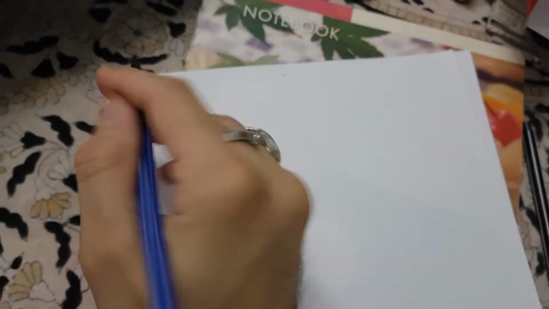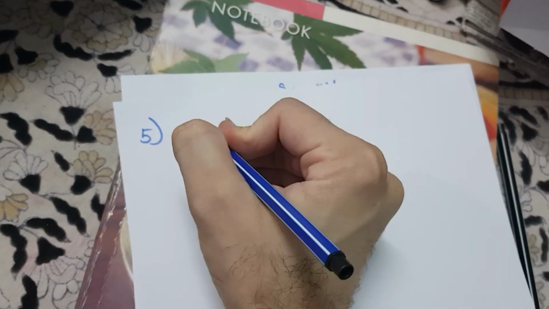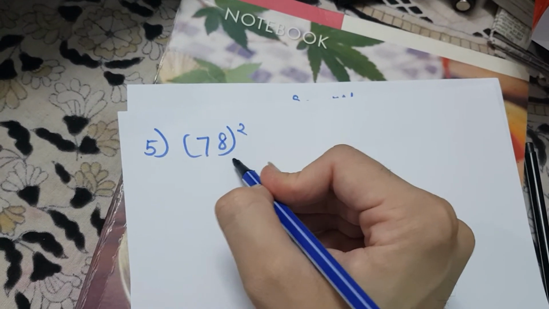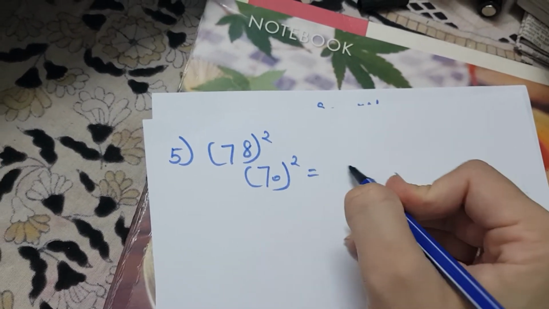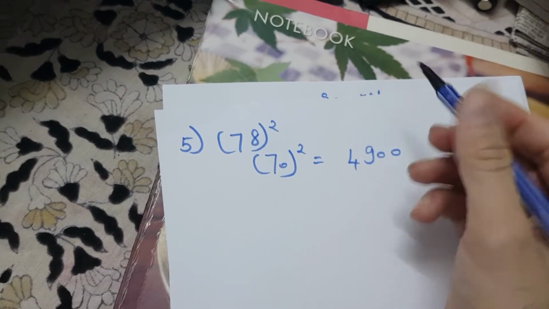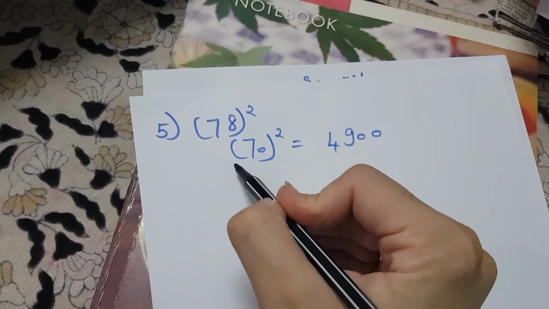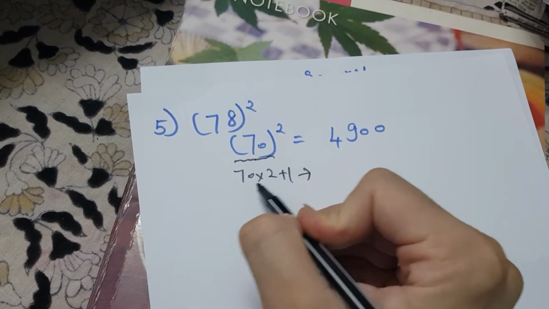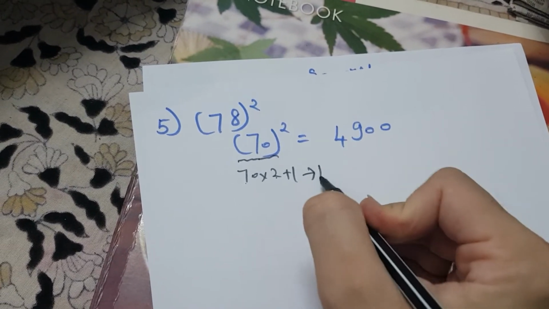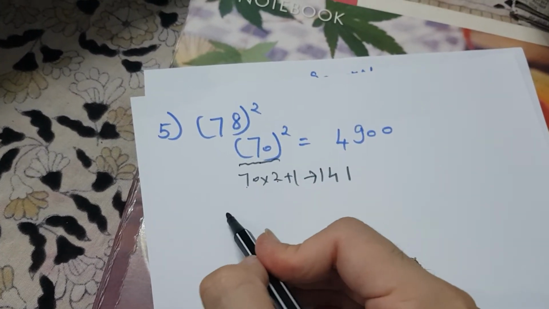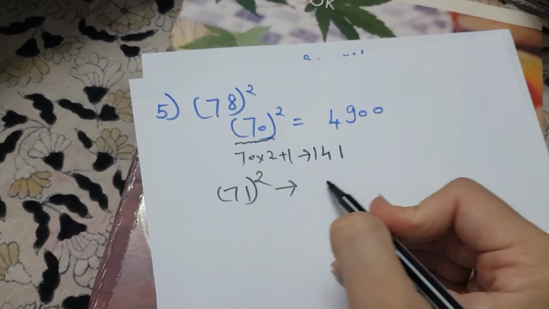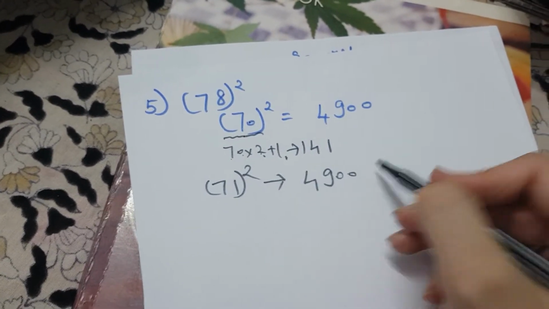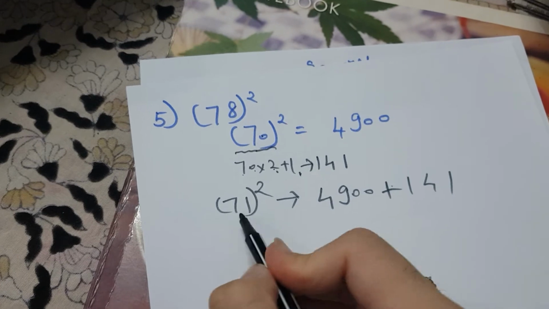Now let us solve one different type of question. Let us suppose you have to find the answer of 78 square. For this we first know that 70 square is nothing but 4900. For getting 71, you just need to multiply 70 cross 2 plus 1, which gives you 140 plus 1, that is 141. So for 71 square, the only thing that you need to remember is 4900 plus 141. If you add this you get the answer. So this will be for 71.